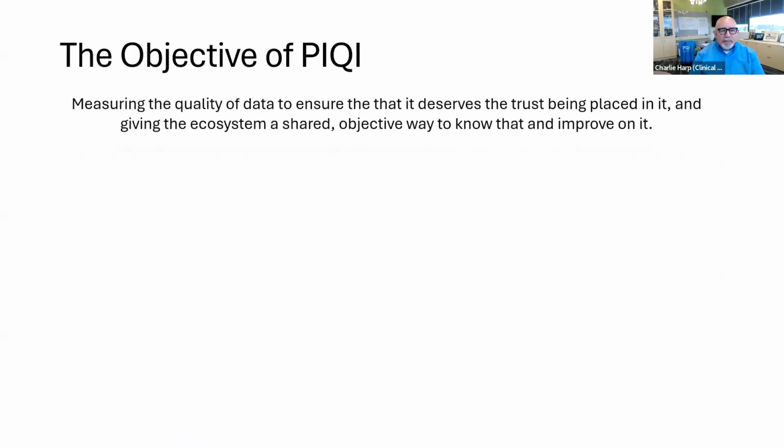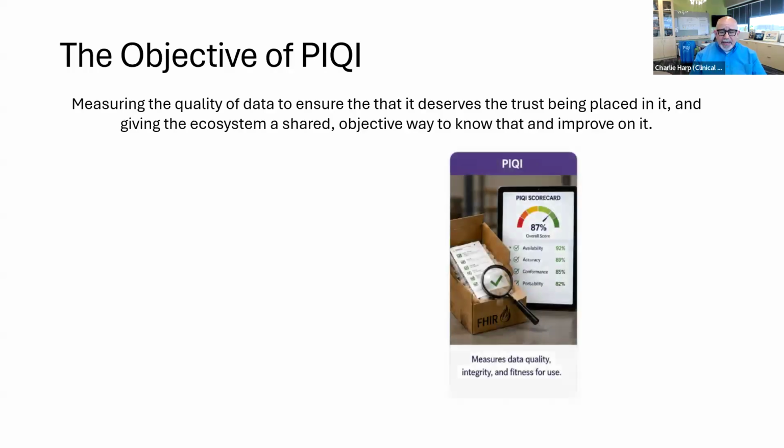PIQI's goal is measuring the quality of data to ensure that it deserves the trust being placed in it, and giving the ecosystem a shared, objective way to know that. And also, when your data is not good, what's wrong with it exactly? In fact, people think of PIQI as a scorecard for data quality, but it's much more than that. The second I in PIQI is about improvement. So not only does it score the data, it's got to show the work and explain what you can do to uplift the data to make it usable. And so the idea is PIQI as a mechanism for measuring data quality and fit for use.